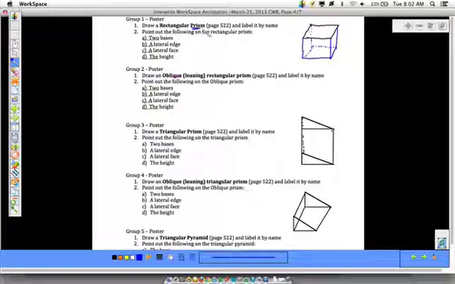Remember, if it's a prism, it has 2 congruent bases and they're parallel. Congruent and parallel bases.